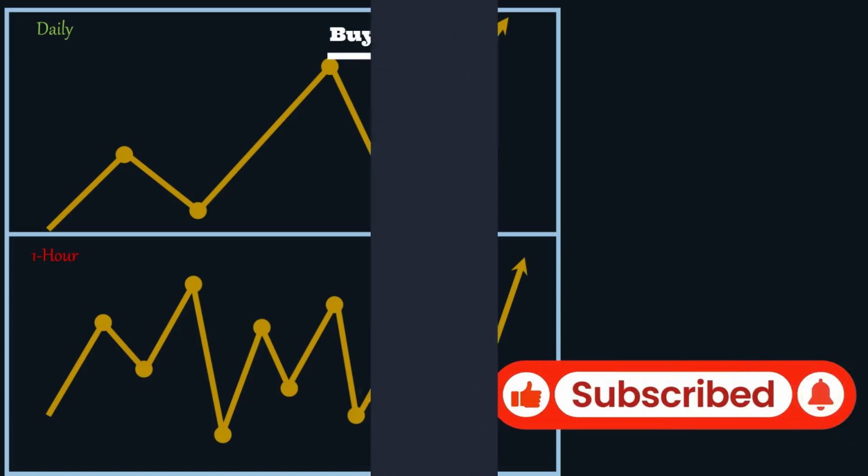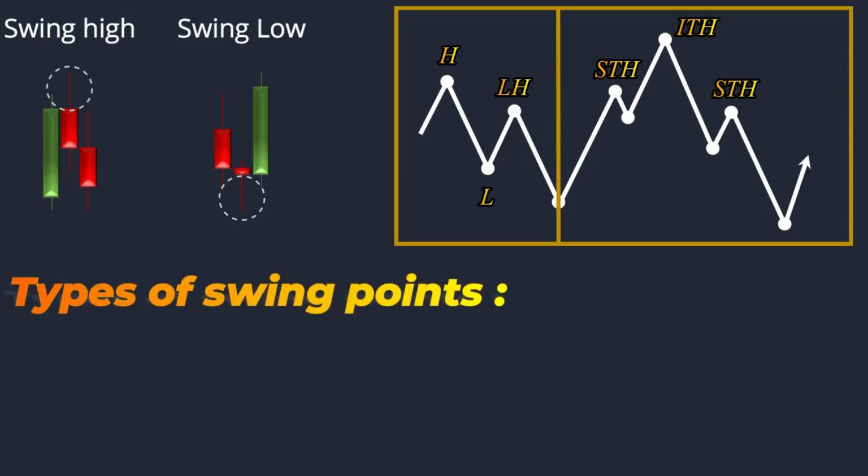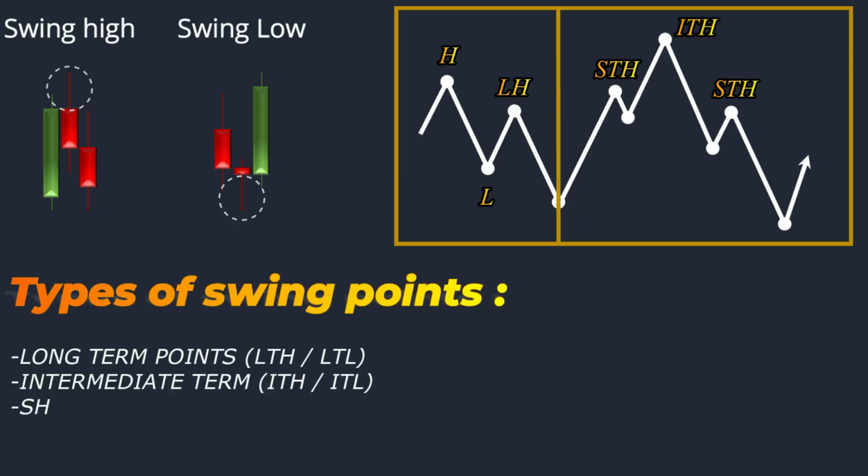The advanced structure, unlike previous ones that focused only on highs and lows, is based on swing points. Swing points are identified by three candle formations. In a swing high, the middle candle has the highest upper wick compared to the first and third candles. In a swing low, the bottom wick of the first and third candles is higher than the bottom wick of the middle candle. There are three types of swing points in advanced market structure: long-term points, intermediate-term points, and short-term points.